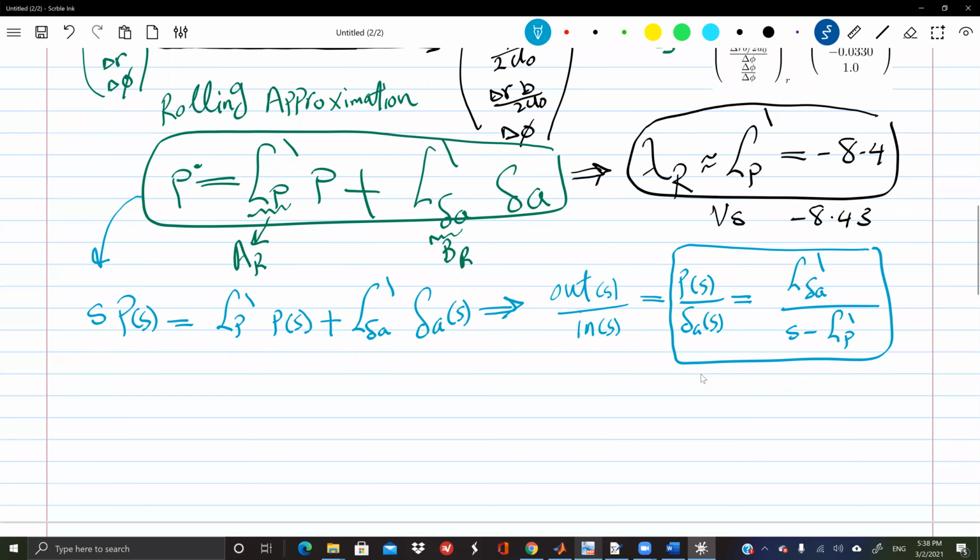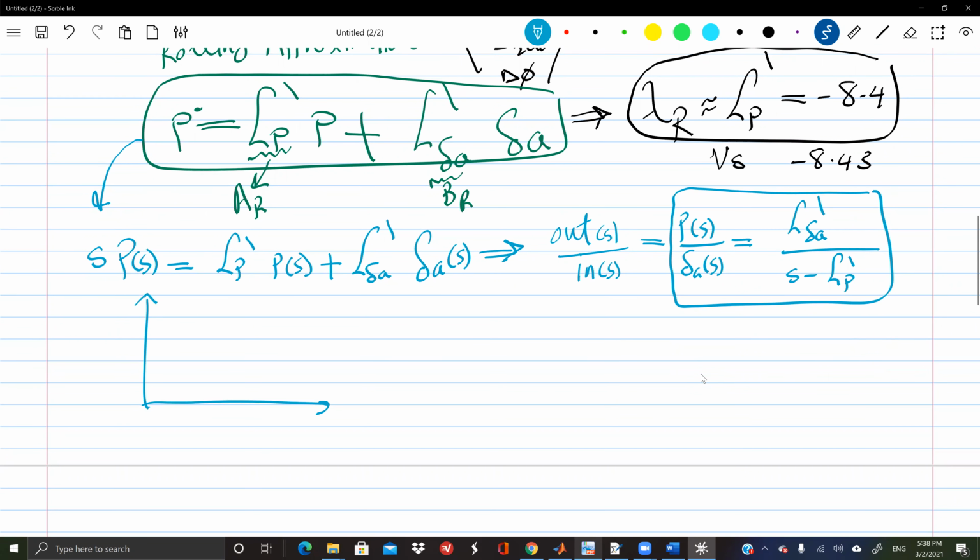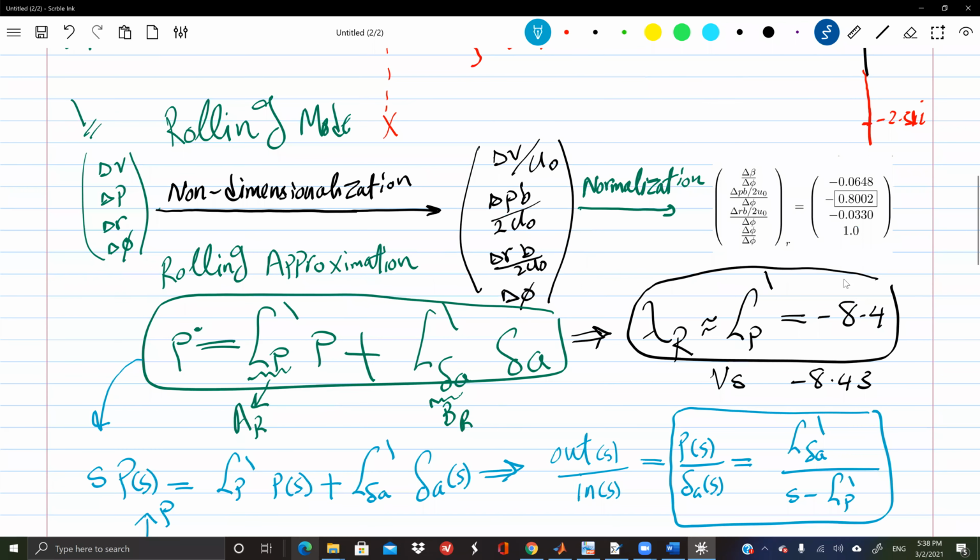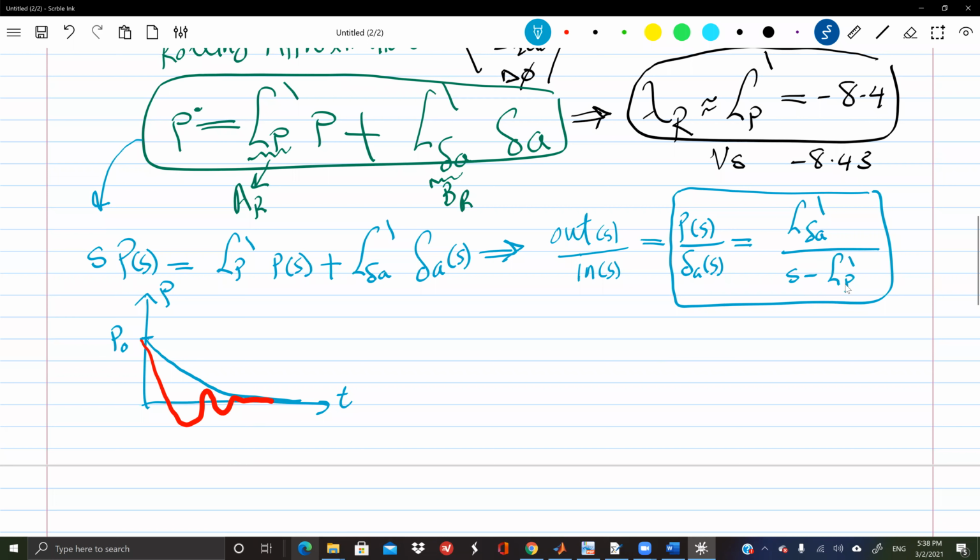So it's not oscillatory, which means that if the airplane is perturbed, this is some P naught, this is P as a function of time. If the airplane is perturbed to some initial roll rate, it will just go like this. There is no oscillation. It will not go like that, because it's not a second order system. It's a first order system, and not only a first order system, but also a fast one. Its settling time is like half a second. Where is the eigenvalue or the pole? Well, here's the pole. It's at LP dash, which I know from the state space model.